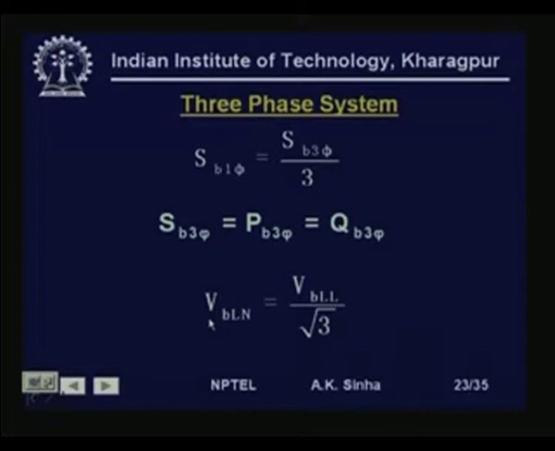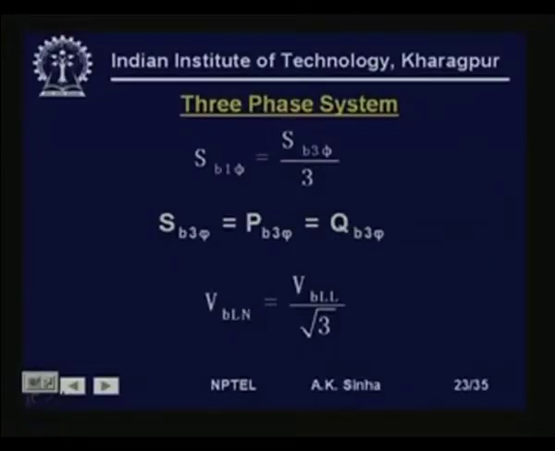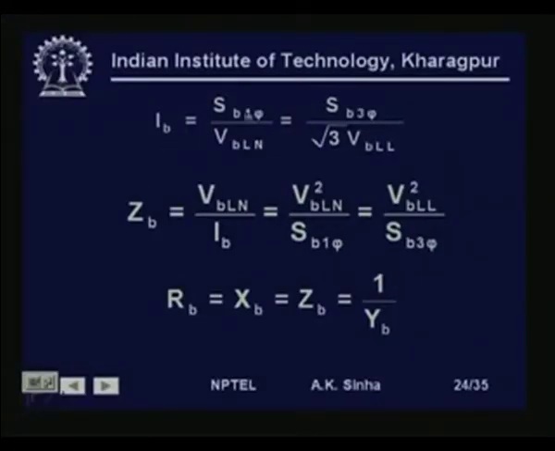In case of a three phase system, instead of using line to neutral voltage, which is the per phase voltage in the system, we use line to line voltage, and the relationship is V base line to neutral is equal to V base line to line divided by √3, or V base line to line is equal to √3 times V base line to neutral. Therefore, we get I base, which is equal to S base single phase divided by V base line to neutral, as equal to S base 3 phase divided by √3 V base line to line.